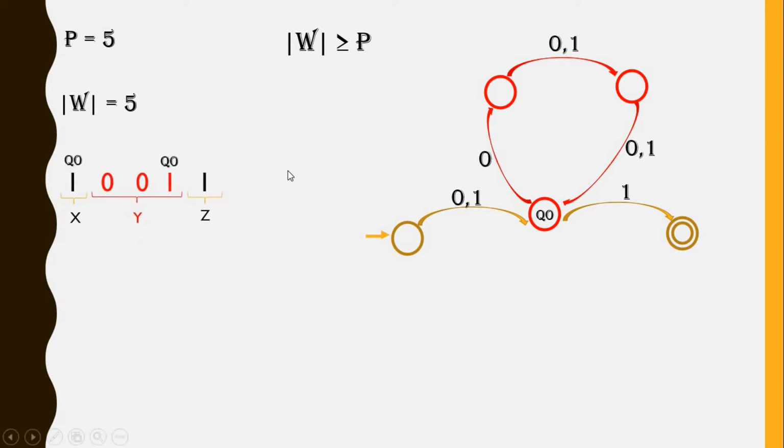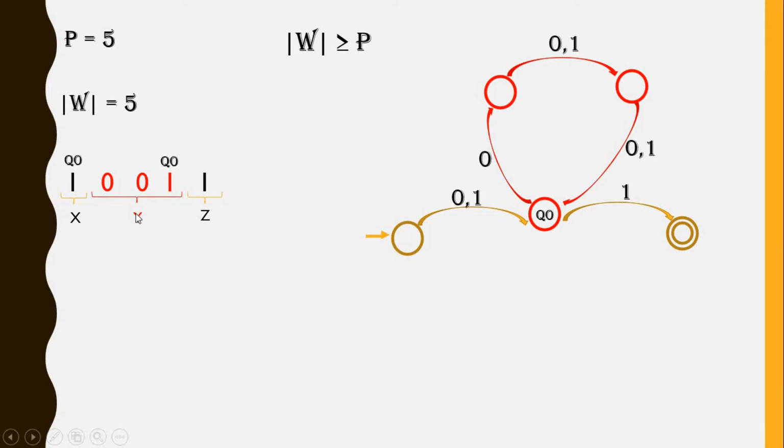So we write W in terms of XYZ, and the DFA accepts W. Now, the red part in the DFA is the Y part in the string. That's what we call the looping part. Okay, now the pumping lemma for regular languages is called pumping because you're going to pump up or pump down only the variable Y. And what does that mean?